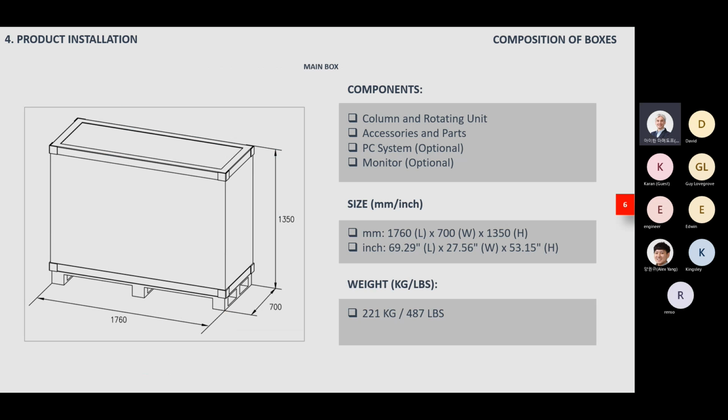And most of you have experience with that too. In case of the components' size and weight, as I mentioned before, some numbers may change, or the image may be different from this one, but usually the box will be something like this, and it will include the column and rotating unit, accessories, parts, PC system, and monitor, as with all other VATECH products. But as you know, the PC system and monitor are optional.